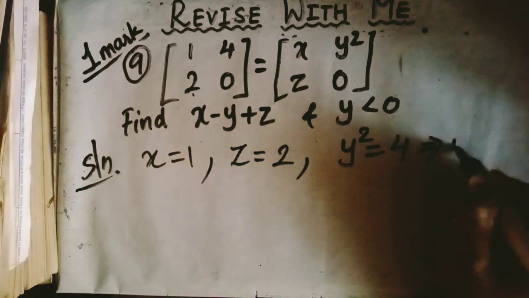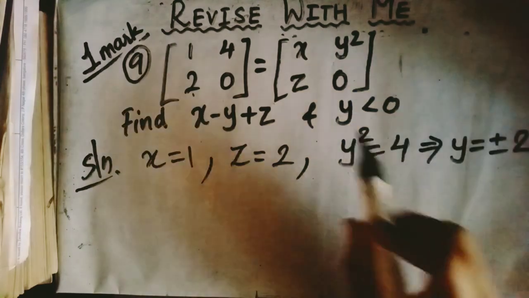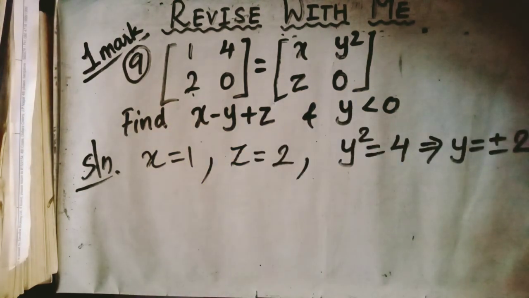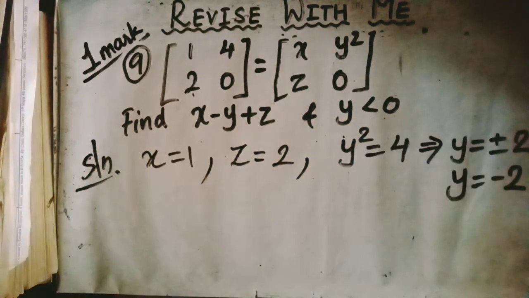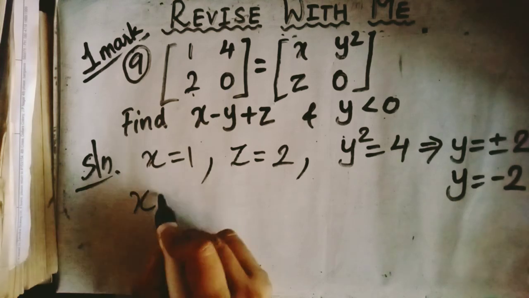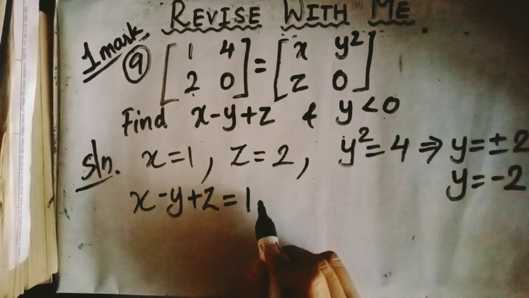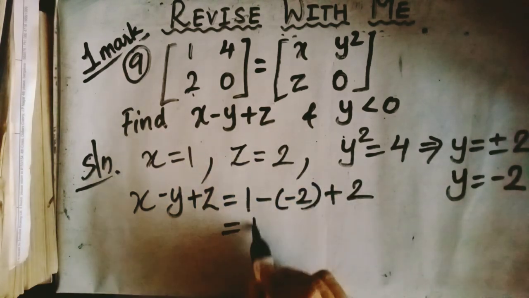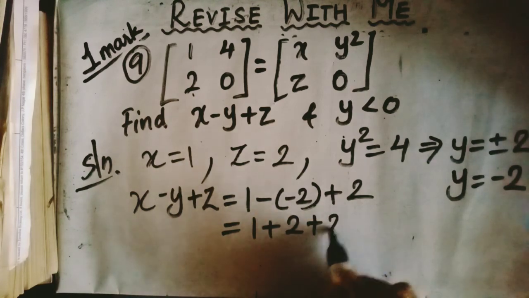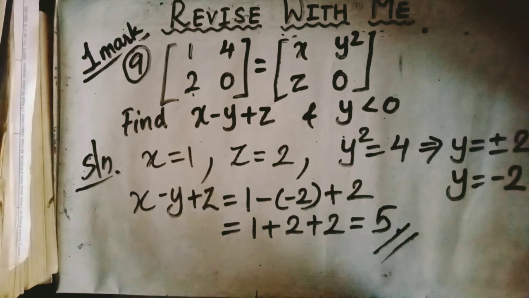So your y has two values, plus or minus 2, correct? And the condition is given y < 0. So you have to take y equal to −2, not +2. So substituting in x − y + z, you will get 1 − (−2) + 2. So this is 1 + 2 + 2. So this is 5. 5 is the answer.